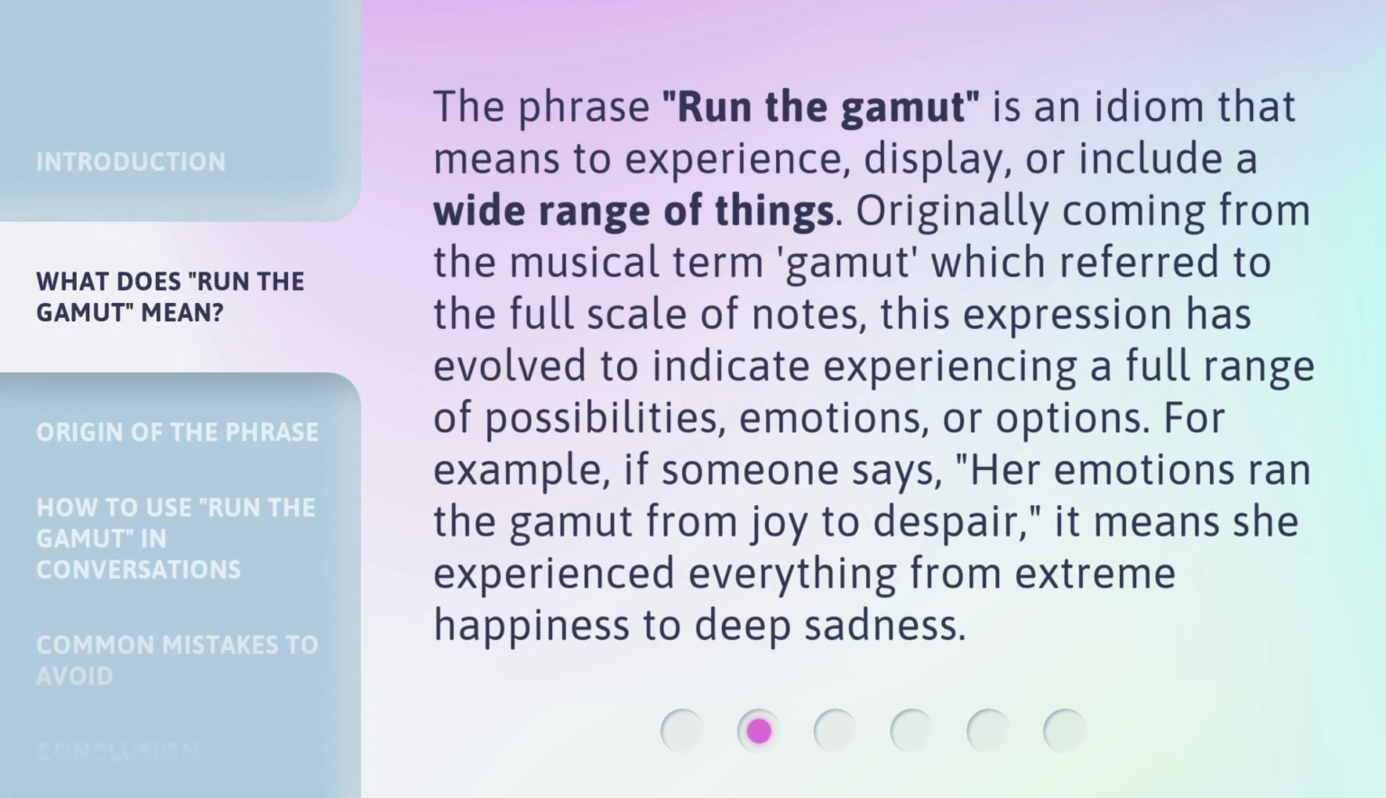The phrase "run the gamut" is an idiom that means to experience, display, or include a wide range of things. Originally coming from the musical term "gamut," which referred to the full scale of notes, this expression has evolved to indicate experiencing a full range of possibilities, emotions, or options. For example, if someone says, "Her emotions ran the gamut from joy to despair," it means she experienced everything from extreme happiness to deep sadness.